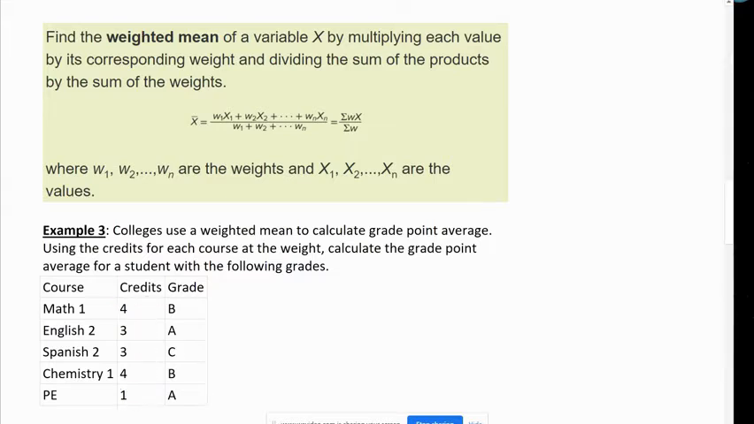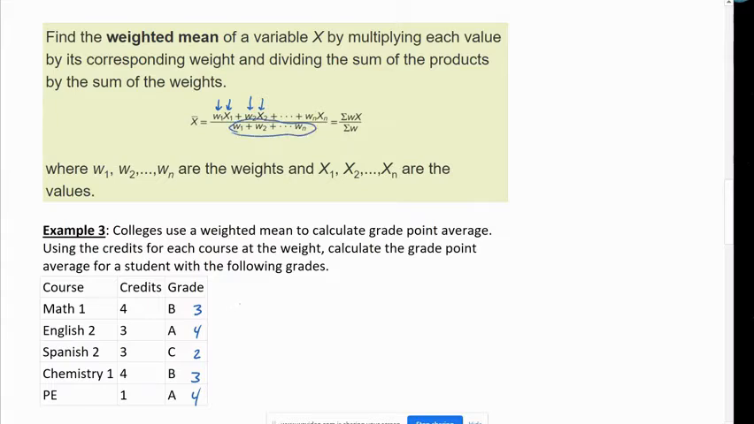And so when you're calculating your grade point average, first let's convert the letters to numbers. So a B is a 3, an A is a 4, a C is a 2, a B is a 3, and an A is a 4. And so what we're going to do when we calculate this, what it's showing is you multiply the weight times the value for the first number, the weight times the value for the second number, and so on and so on. And then we're dividing by the sum of all of the weights in the bottom.